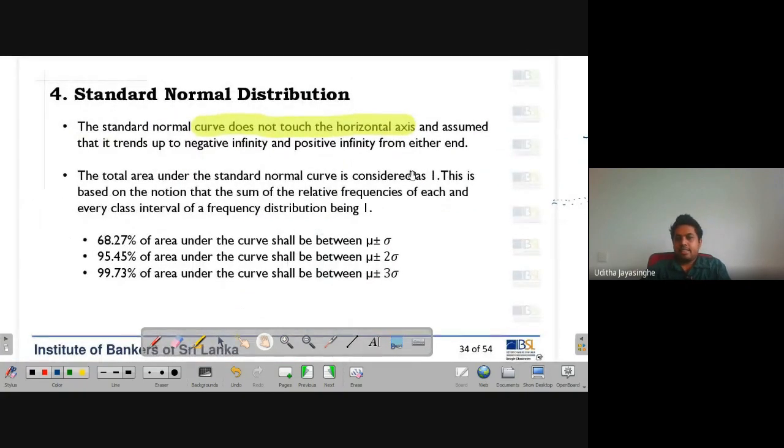The second one, the total area under the standard curve is considered as 1, that we discussed. This is based on the notion that the sum of the relative frequencies of each and every class interval of the frequency distribution is 1. That means the individual elements with the frequencies, if you add it up, likewise we discussed, is going to give you a probability of 1. Okay, right.